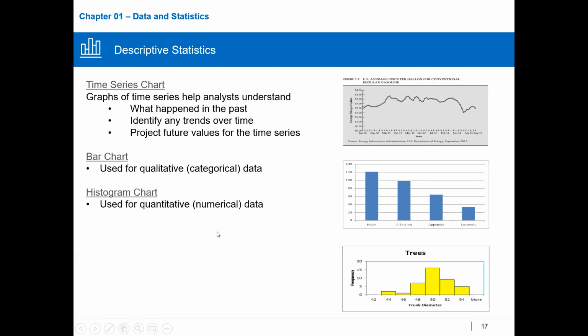Histogram is quantitative, they call it a histogram, okay? Tree trunk diameter, frequency. As you can see here, the tree trunk diameter of 50 has the most. Maybe they may take a measurement of 100 trees, for example. So we'll cover charts in more detail in later chapters, but this gives you a synopsis of a few different charts that are properly used in presenting data visually, okay?